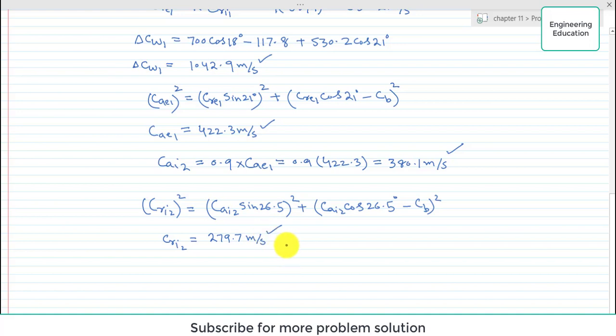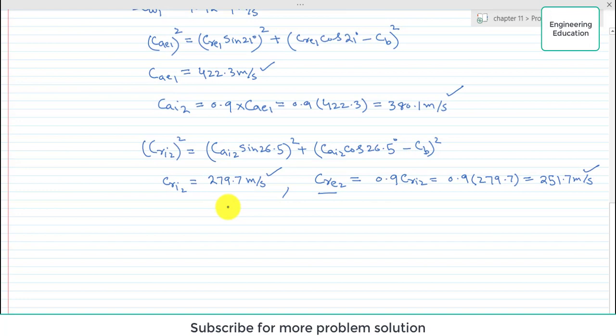Further, to find the value of CRE2, for that again using the blade velocity coefficient, multiplying it with CRI2, so 0.9 into 279.7. So the value of CRE2 comes out 251.7 meter per second. So this is the value of CRE2.